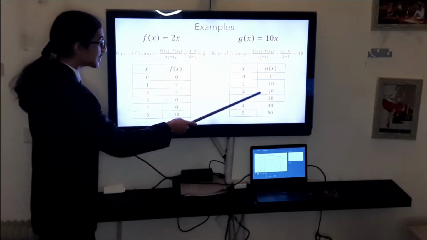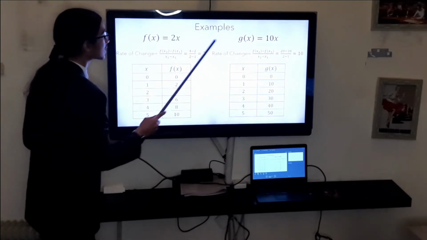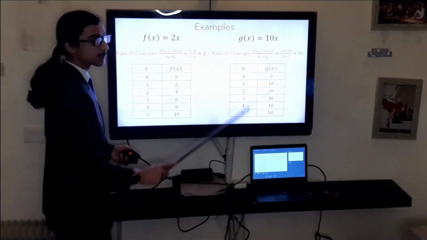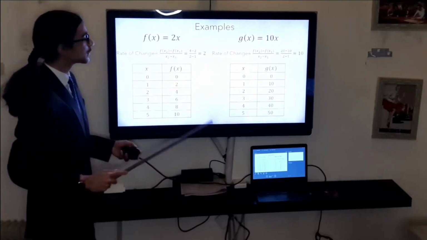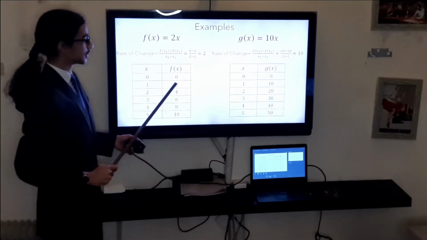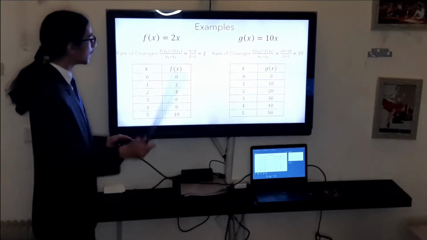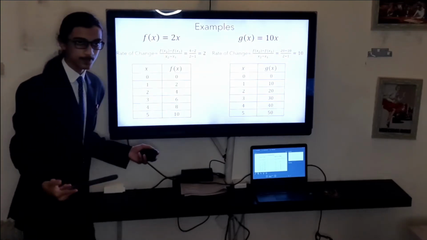And because of this, I can see that this is growing much faster than this. This is now a quantitative way to show that the rate of change here is 10 units per unit, whereas the rate of change here is 2 units per unit. So I can say this one is growing faster than this, right? This is just a way for us to measure the rate of change of functions. We can use this formula to figure them out, right?